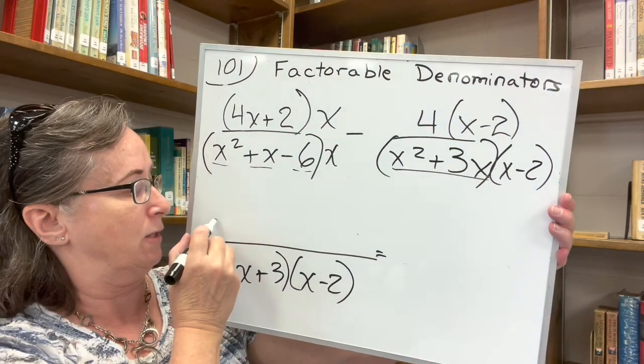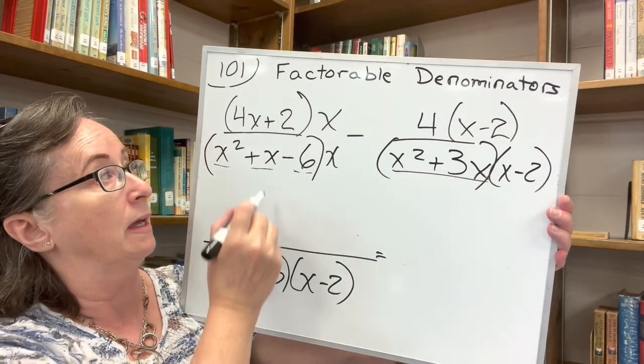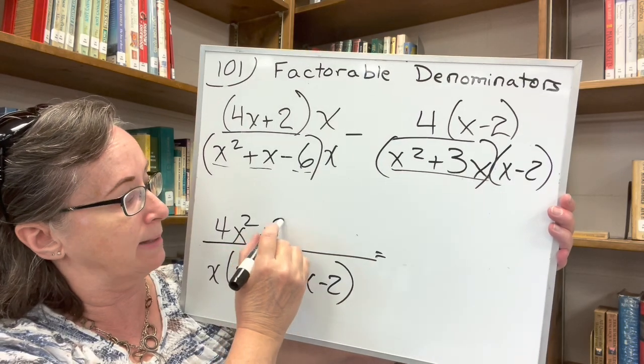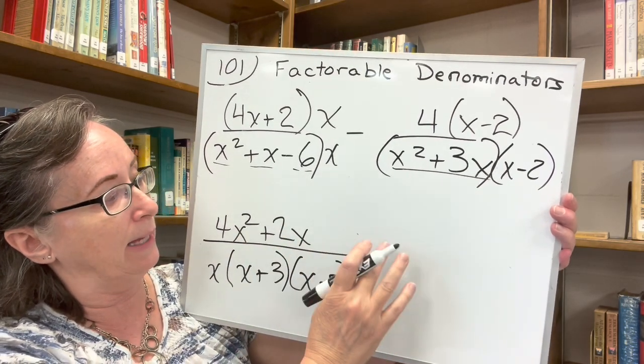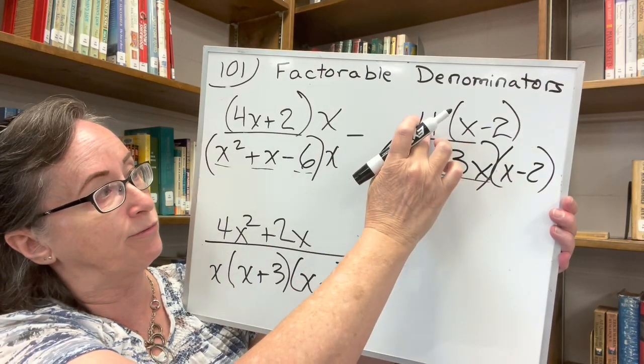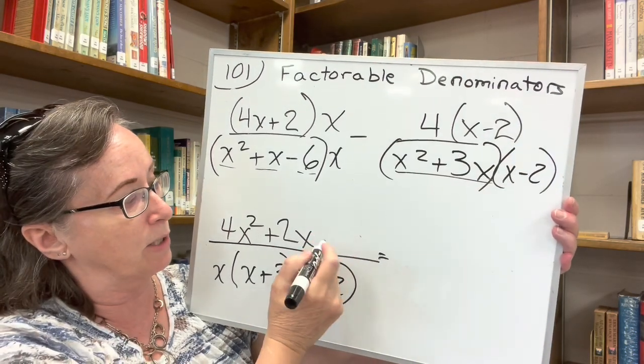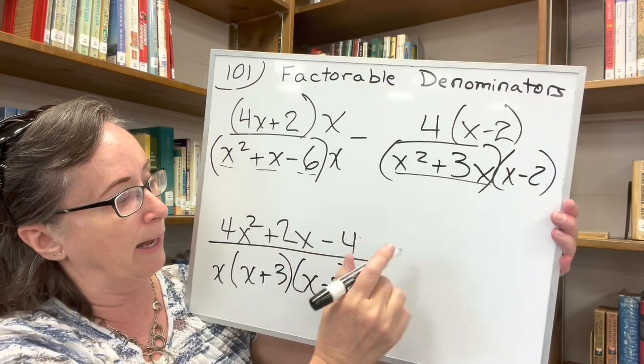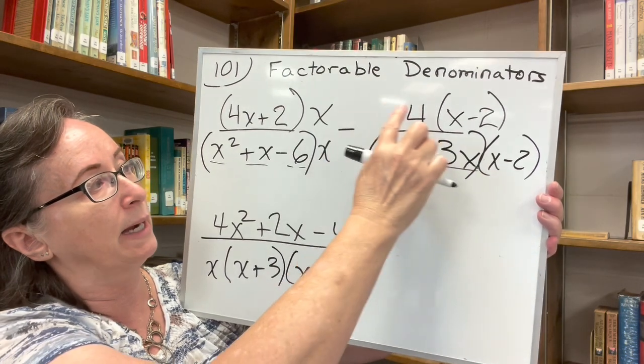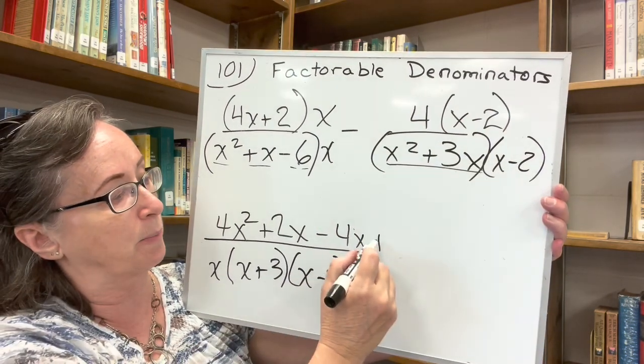4x times x is 4x squared. 2 times x is 2x. And then we're going to do the minus 4 times the x, which is minus 4x. And then the minus 4 times the negative 2 is a positive 8.